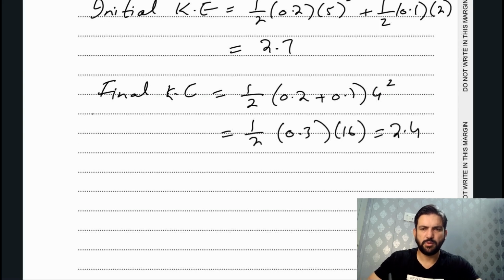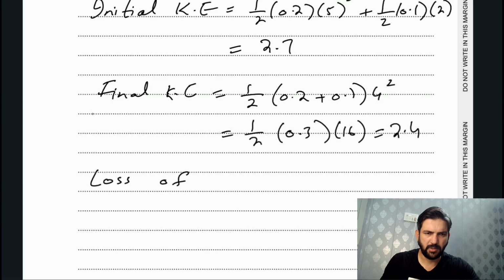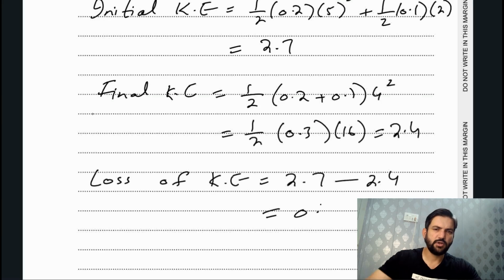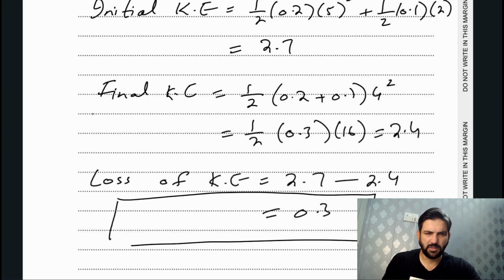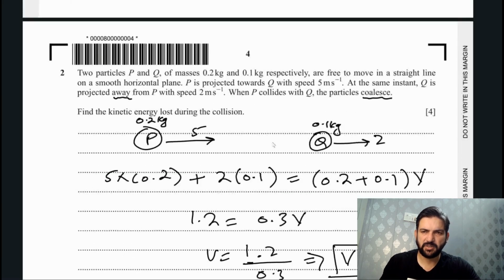So the loss will be what? The loss of kinetic energy will be equal to 2.7, initial kinetic energy, minus final kinetic energy. So this will be equal to 0.3. So finally, this will be the final answer, loss of kinetic energy. I hope that the concept is clear.